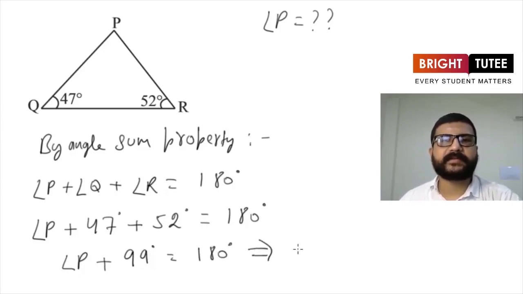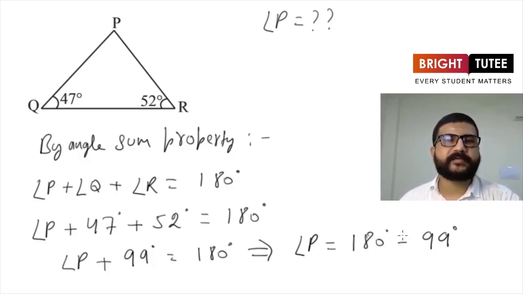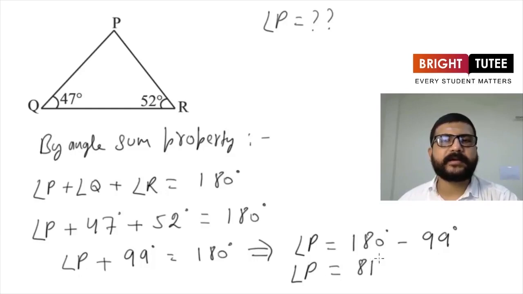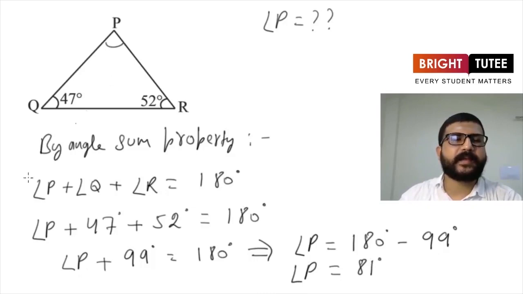Now by simplifying from here, we will get angle P is equal to 180 degrees minus 99 degrees. What we did here, we just simply transposed 99 on the right side of the equation. So here it was added to angle P. So after transposing, it will come with minus sign. Now by simplifying, we will get angle P is equal to 81 degrees. Therefore, the answer of this question will be 81 degrees. We can write here in the triangle itself, it is 81 degrees.